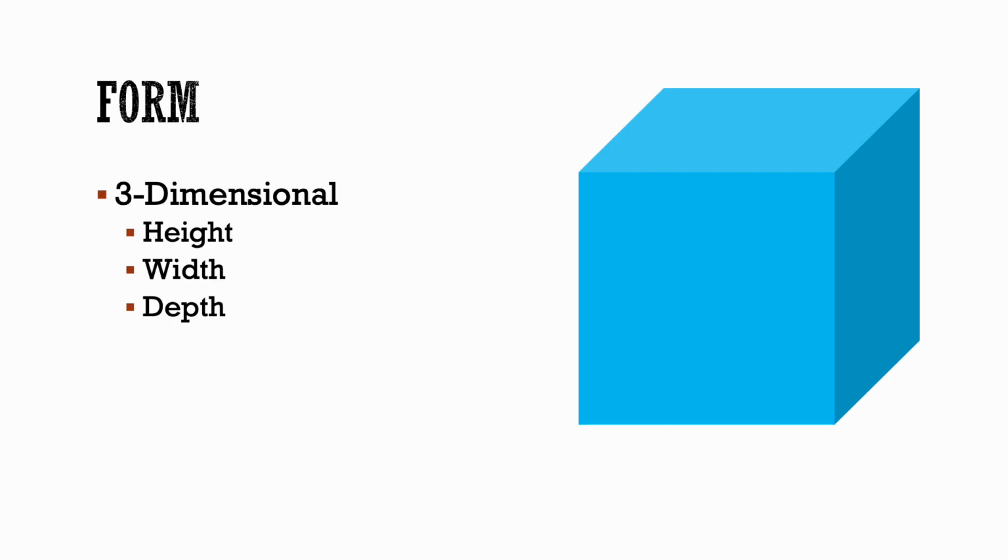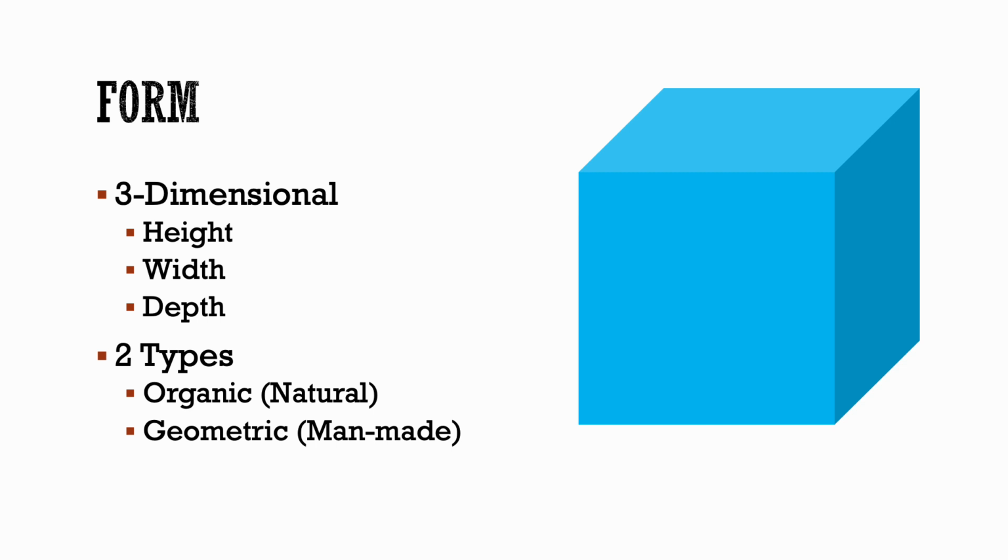Form. It's any three-dimensional object, and that means it has height, width, and depth, or at least appears to. We're mostly working in 2 dimensions in Photoshop, right? So all of our three-dimensional seeming objects are actually represented to us and to the viewer as 2-dimensional.